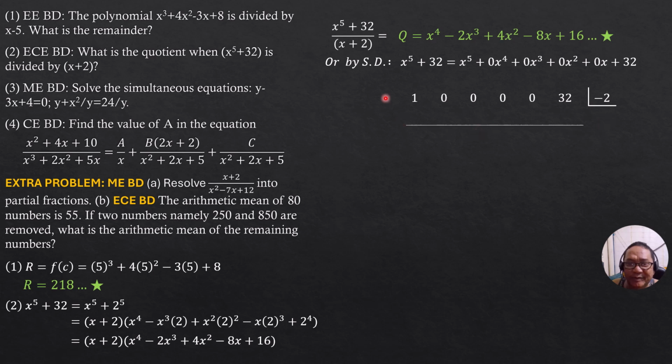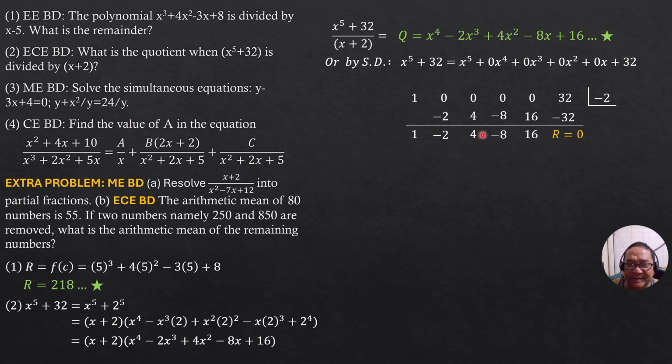We draw a horizontal line. We bring down the first coefficient, 1. Negative 2 times 1 is negative 2, put it here, then add. So this is negative 2. Negative 2 times negative 2 is 4. I hope you can recall the process of applying synthetic division, applicable only when the divisor is linear. So 4 times negative 2 is negative 8, add. Negative 8 times negative 2 is positive 16, add. 16 times negative 2 is negative 32. That's why the remainder is 0.